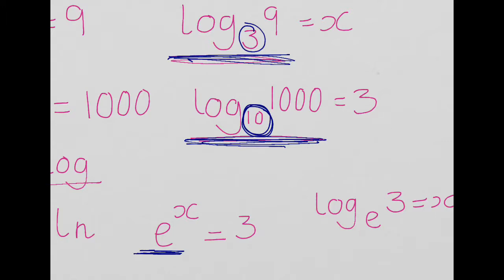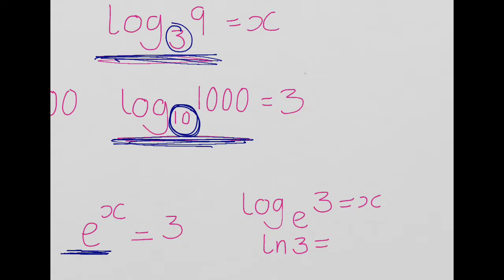Because remember, logarithms allow us to find that exponent. So log e. Now log e on our calculator is the ln button. So if you then type that into your calculator, I'm hoping you'll get the answer 1.09861 and so on.